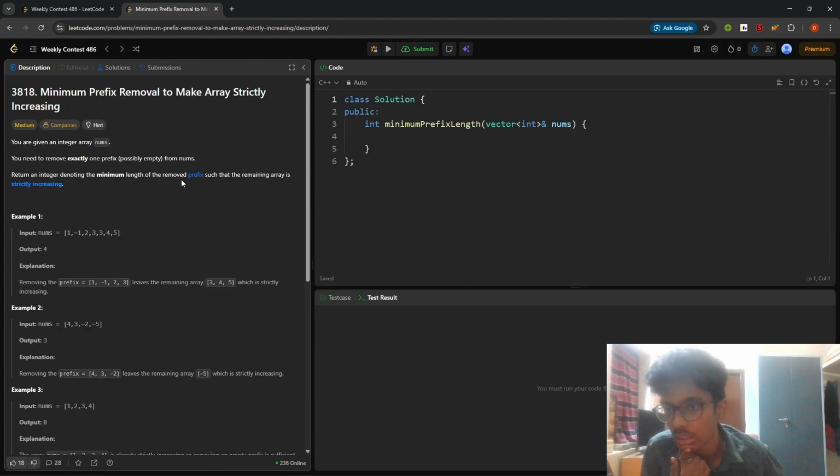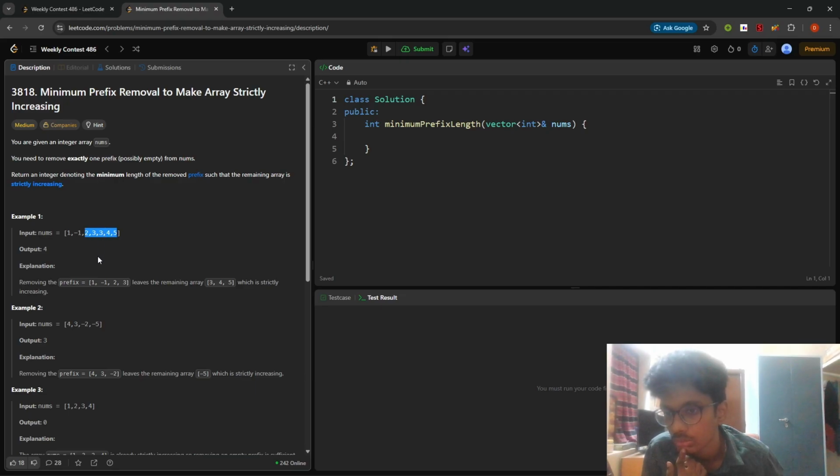You're given an integer array nums. You need to remove exactly one prefix, possibly empty, from nums. Return the integer denoting the minimum length of the removed prefix such that the remaining array is strictly increasing. So I need to remove one prefix. That means I should iterate this way till the prefix is, let's say, increasing.